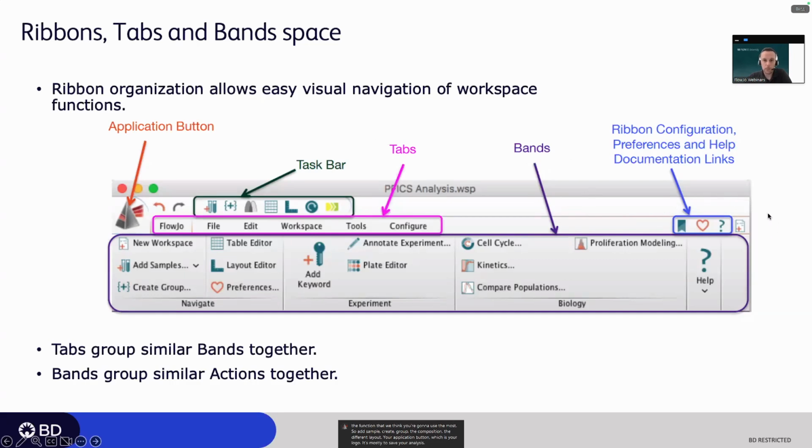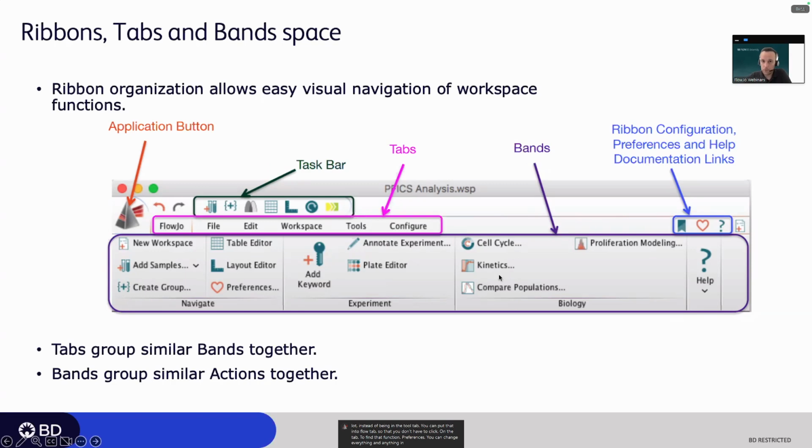And on the top right, we have all the preferences or the configuration. So you can change the band. If you want to have a function at a different location, you click on ribbon configuration and you can change the organization of your band. So maybe, for example, if you use the Boolean gate a lot, instead of being in the tool tab, you can put that into the Flojo tab so that you don't have to click on the tab to find that function.